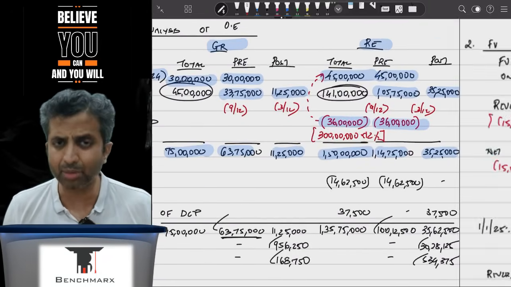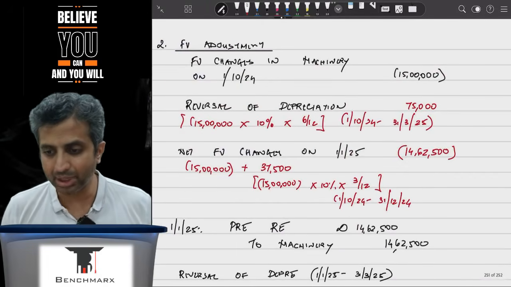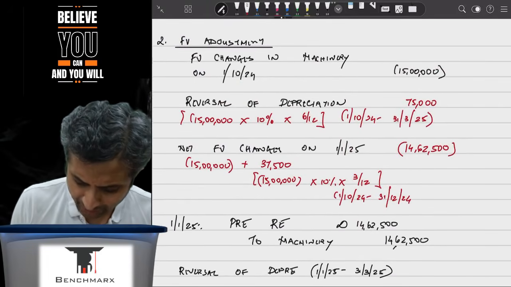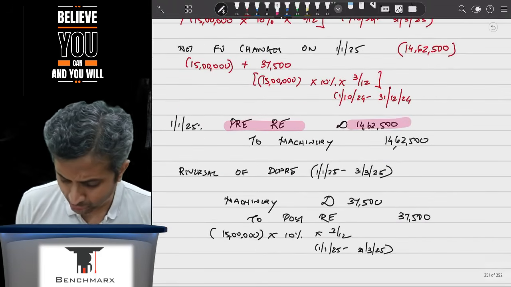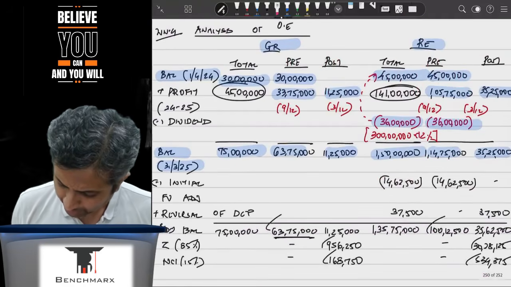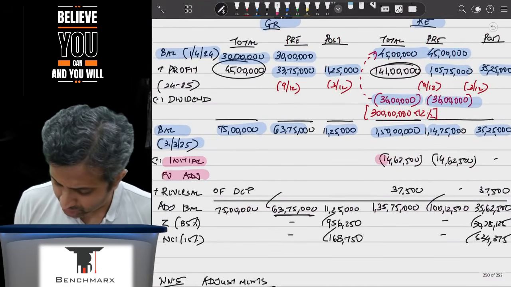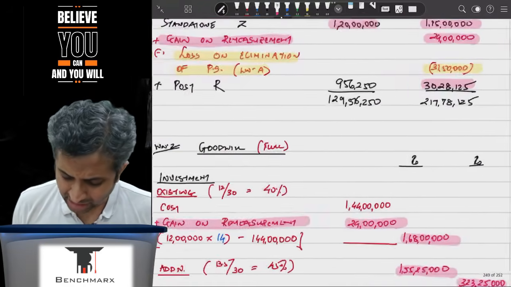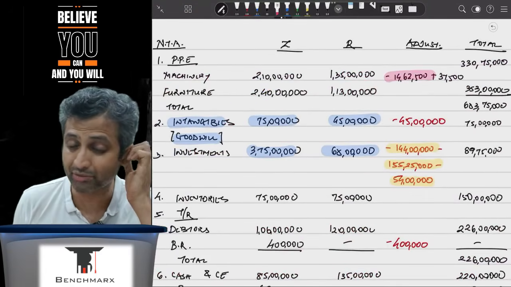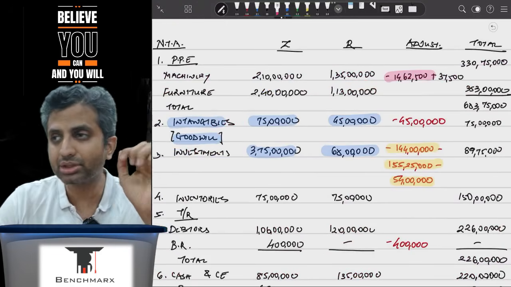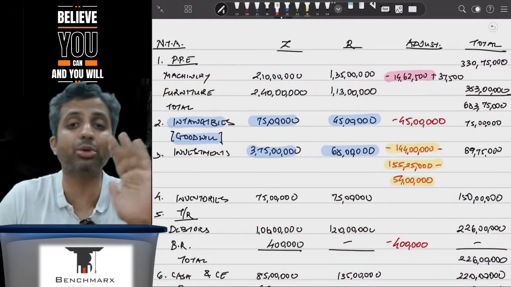Machinery will be credited by 14,62,500 and your pre-profits will be debited. So if I look at your workings, pre-retained earnings 14,62,500 to machinery. So if I look at pre-retained earnings, this is initial fair value adjustment 14,62,500, and there will be a separate adjustment within the machinery column of 14,62,500. It is overvalued, so we'll have to deduct. Now this will take care of the adjustment on 1st January.